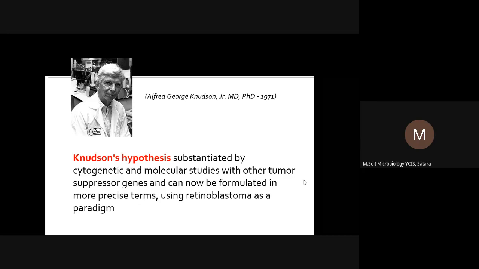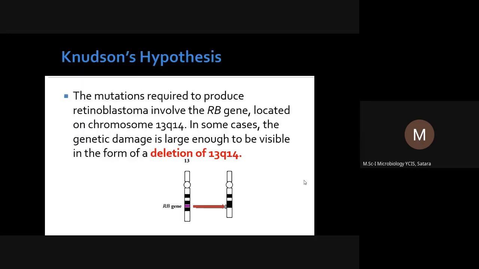आता जे मी तुम्हाला सांगितलं सिंगल म्युटेशन, टू हिट म्युटेशन, it is given by scientist Knudsen. Therefore, it is called as a Knudsen's hypothesis. So, cytogenetic and molecular studies related to this. With the help of this study, he has proposed this hypothesis. So, two mutations are required to produce this retinoblastoma.